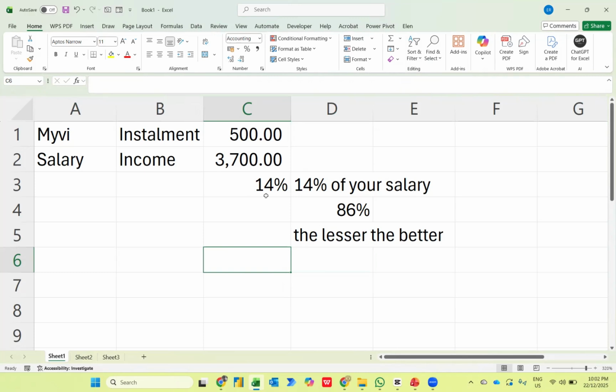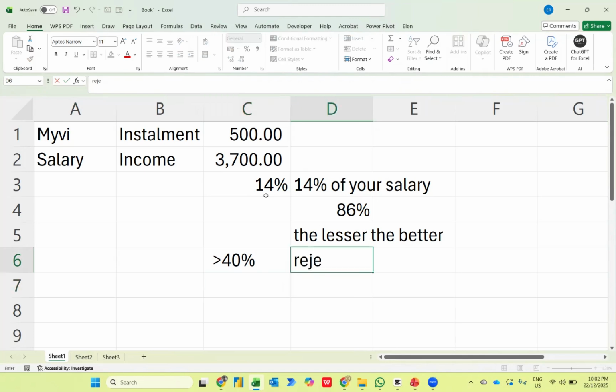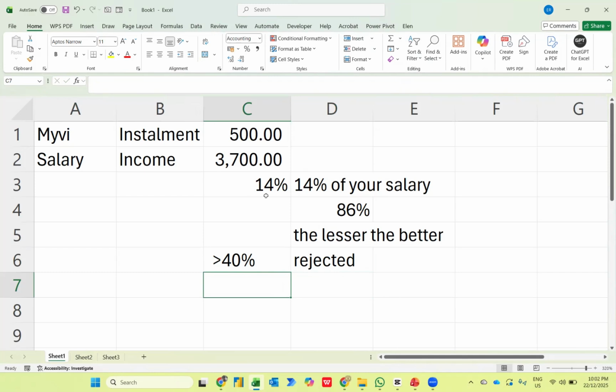the ratio, the rate or thresholds can be changed, because initially anything with a debt service ratio of more than 40% will be rejected. However, during the pandemic, the Malaysian government gave a threshold of up to roughly 60%. Meaning to say, if your debt service ratio eventually hits up to 60%, then possibly you will be accepted. But you also need to see other factors as well.